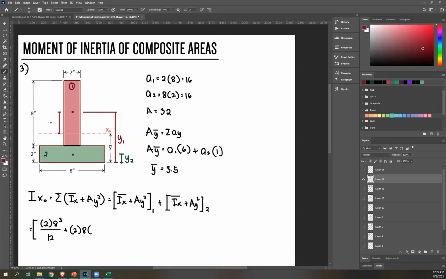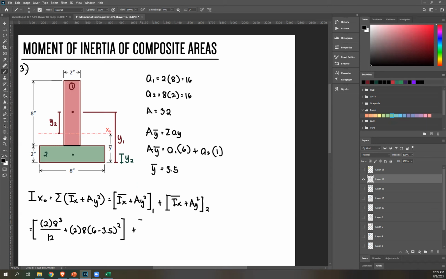Okay, let's call this y2. To get that, look at our labels. We already know this. That's your y1. And y1 is 6. What I need is just this height. So all I have to do is subtract y bar. Okay? So y1 minus y bar. Y1 is 6 minus 3.5. And then squared.